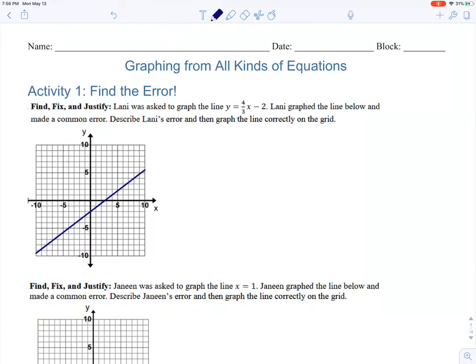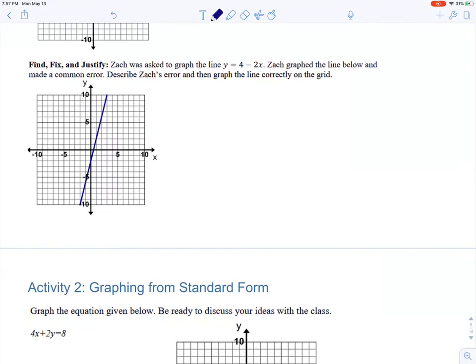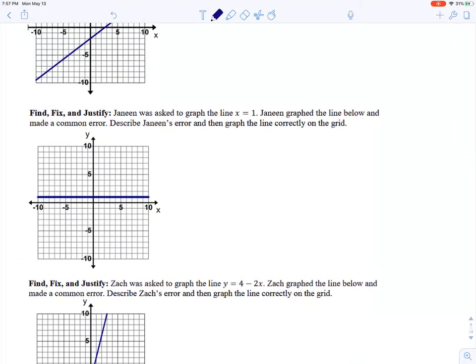You're actually finding the error, so you're finding, fixing, and justifying. For the first one, it says Lainey was asked to graph the line y equals 4/3 x minus 2. Lainey graphed the line below and made a common error. Describe Lainey's error and then graph the line correctly on the grid. Same for the next one. It talks about Janine and how she graphed the line x equals 1, and then how Zach graphed the line y equals 4 minus 2x. There is an error in all three of these, so we need to find the error, describe the error, and graph the line correctly on the grid.